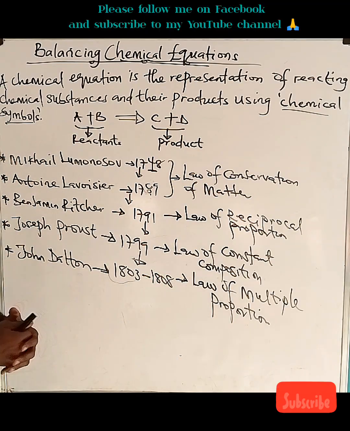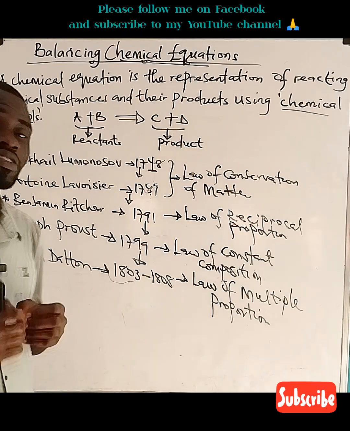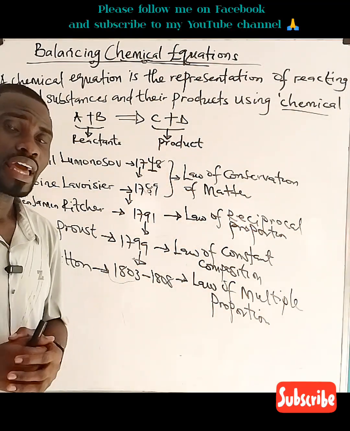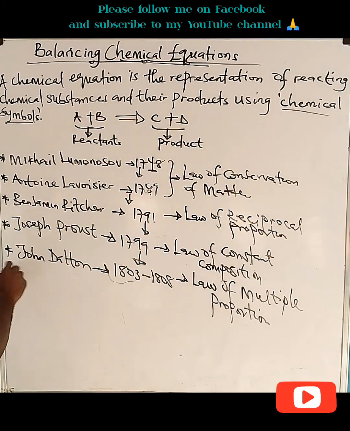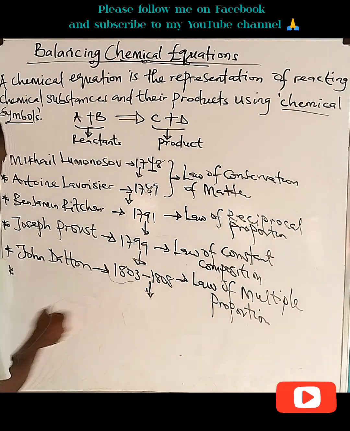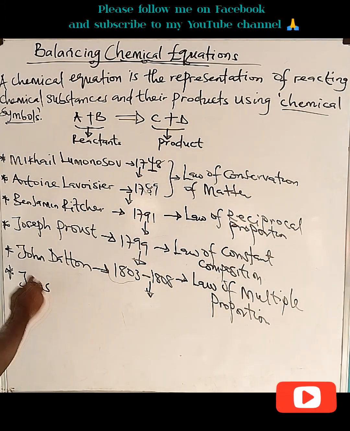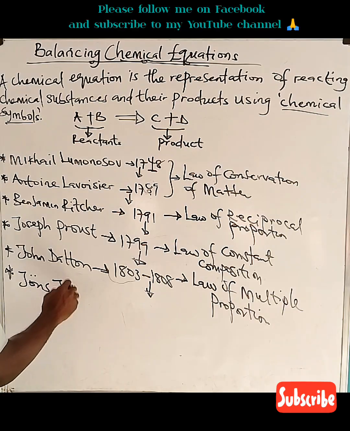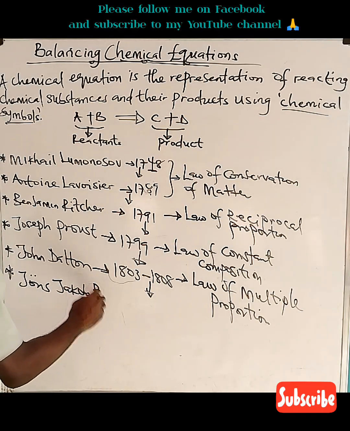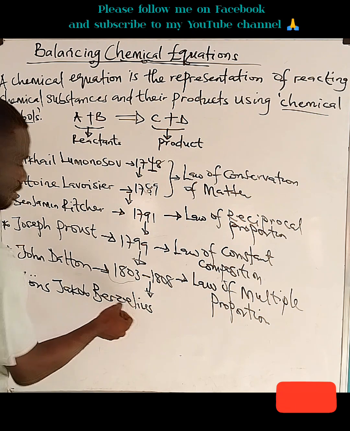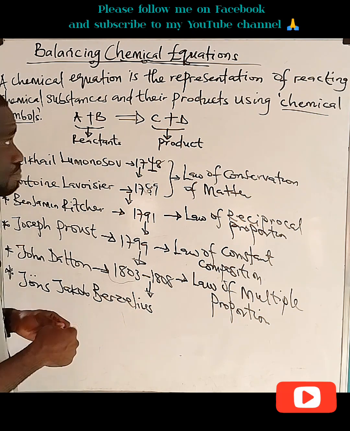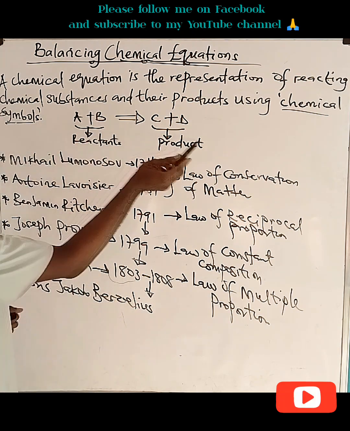So all the set of scientists did great works, but there's one more scientist that we're going to discuss today, and that's a Swedish scientist by the name Jöns Jacob Berzelius. Berzelius was a major man that brought about the chemical symbols we're going to be discussing today.